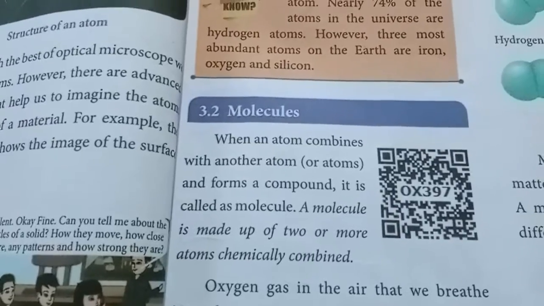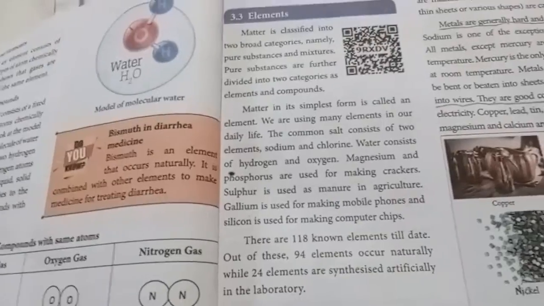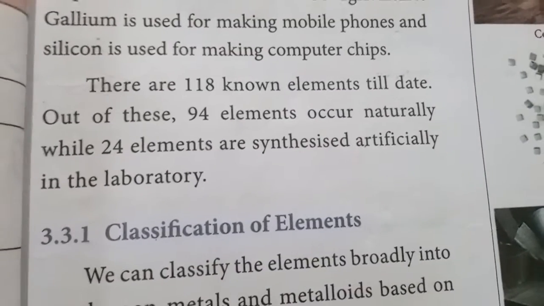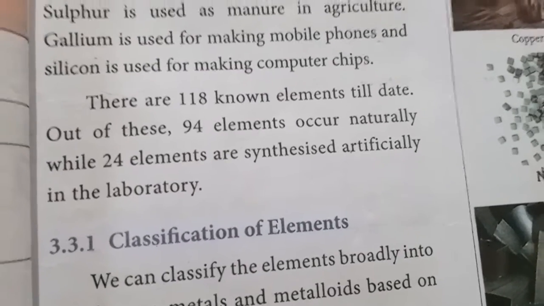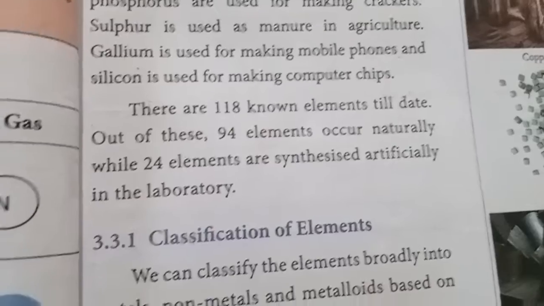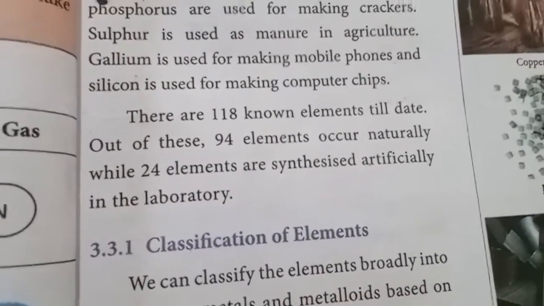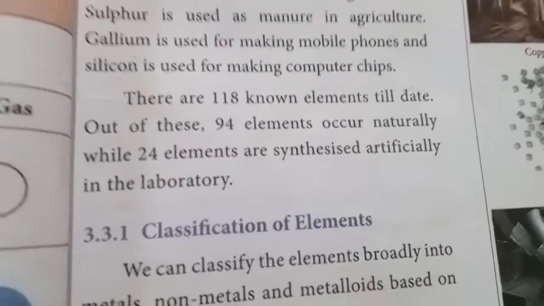And molecules: when an atom combines with another atom, that becomes a compound or molecule. There are various numbers of atoms. See one more point. There are 118 known elements to date. Out of these, 94 elements occur naturally, while 24 elements are synthesized artificially in the laboratory. That means only 94 elements are naturally occurring, but some scientists develop elements in the laboratory, which come under artificial elements. The total number of artificial or synthesized elements is 24.